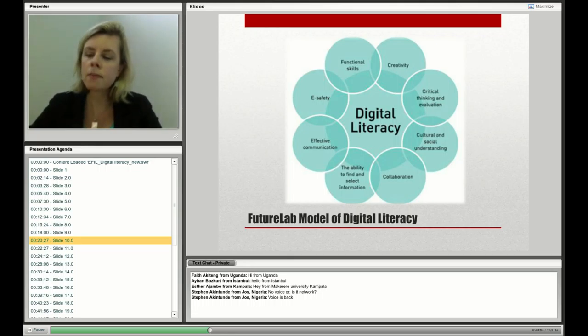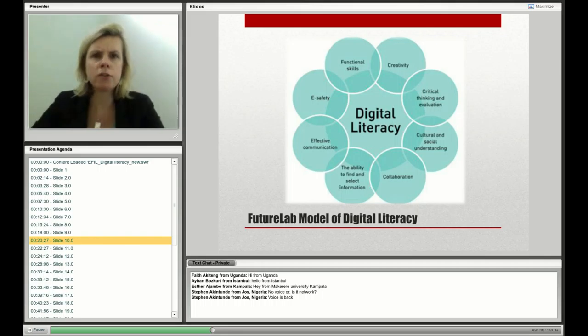The first model comes from the first definition that I used. It comes, as I say, from the school sector. So Future Lab were looking at developing a model of digital literacy for schools, thinking about how this could be embedded into the school curriculum, so for under 18s. And what you can see in this model, if you can see on the slides clearly enough, is that e-safety is one of the aspects of digital literacy here.